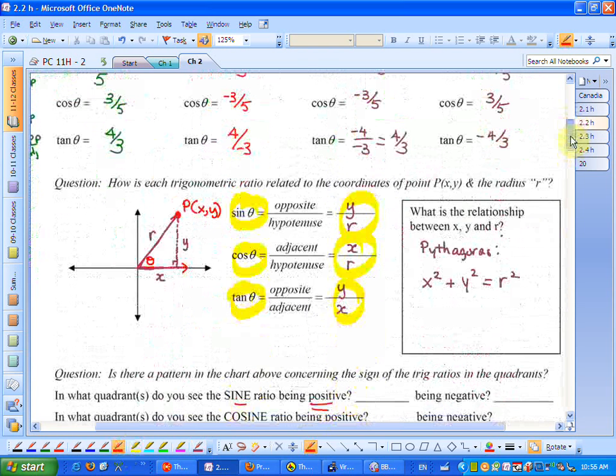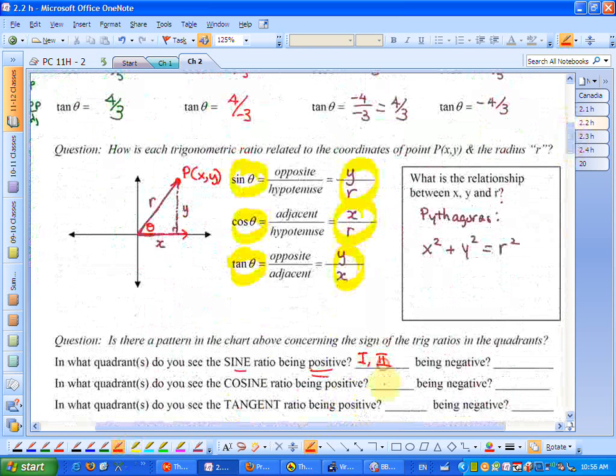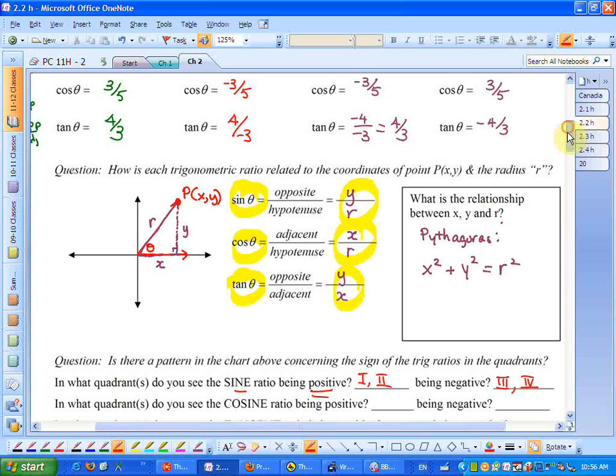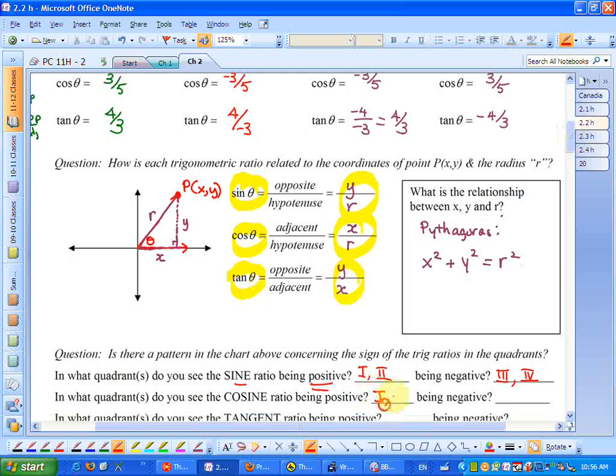So I want you to write down here quadrant 1 and quadrant 2. How about being negative? Which quadrants are those again? Of course, they'd be the remainder, 3 and 4. Okay. Figure out the rest here, please. Cosine and tangent. Try that on your own. Look at the actual chart from above and say, which quadrants now do I have cosine being positive? 1 and 4. 1 and 4. Okay. And then, of course, if 1 and 4 is positive, then 2 and 3 must be negative.